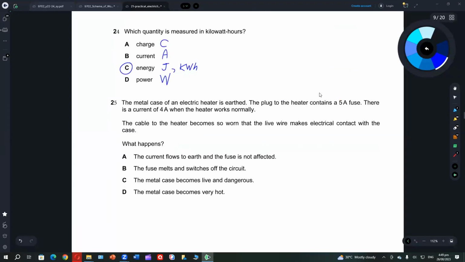The metal case of an electric heater is earthed. The plug to the heater contains a 5 ampere fuse. There is a current of 4 ampere when the heater works normally. Fuse is 5 ampere, normally the current is 4 ampere. The cable to the heater becomes so warm that the live wire makes electrical contact with the case.